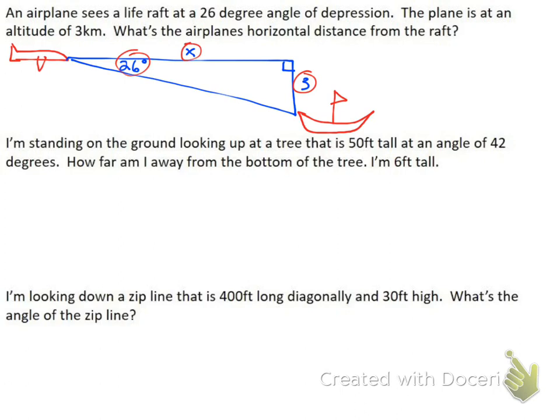So I'm going to use tangent because I've got opposite and adjacent. So I'm going to go tangent of 26 is equal to 3 over x. Multiply both sides by the bottom. Divide by the tangent of 26. I get x is equal to 6.15 kilometers.